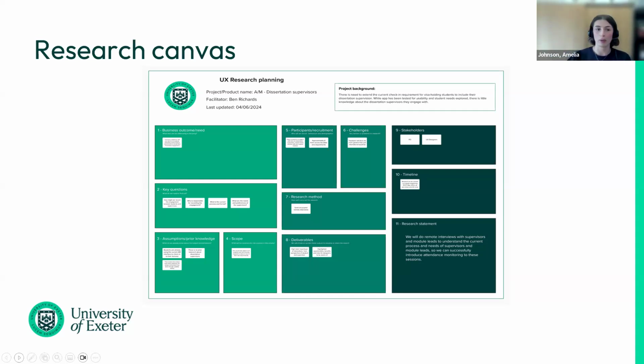Again, don't worry too much about the detail, but it's more so just a place that we can fill out with the relevant stakeholders to ensure that everyone has a say on what they think the outcomes of the research should be, and it gives us a clear plan on what's going on moving forward.